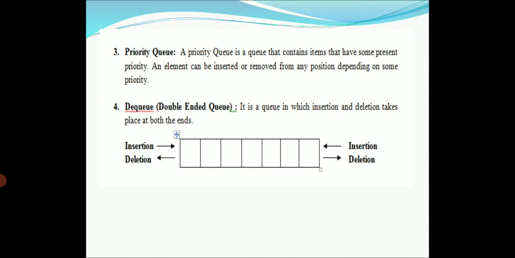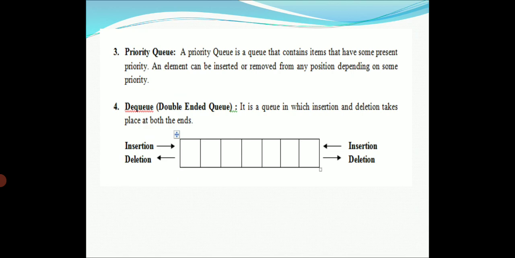The third type of queue is the priority queue. A priority queue is a queue that contains items having some preset priority or preferences. An item can be inserted or removed from any position depending on some preferences or priorities. This type of queue we call a priority queue.